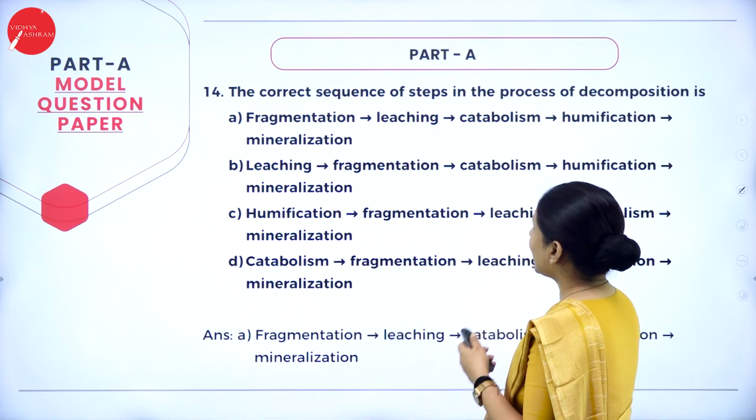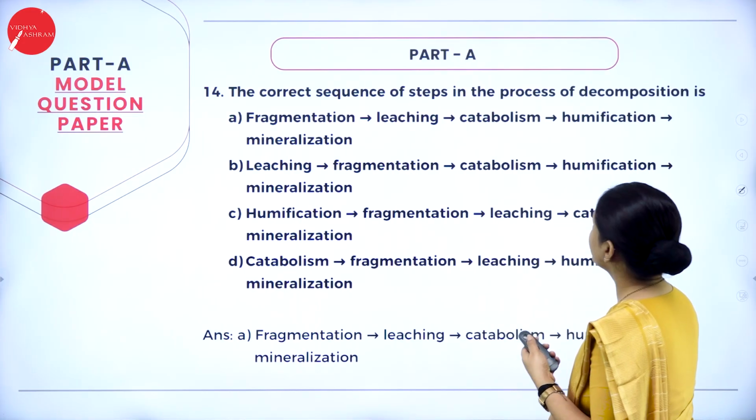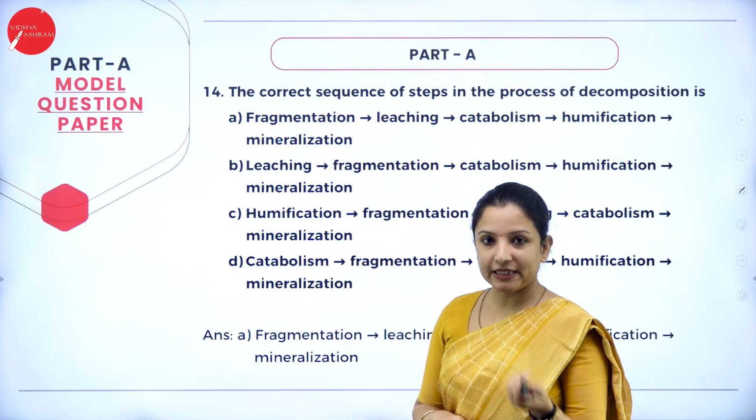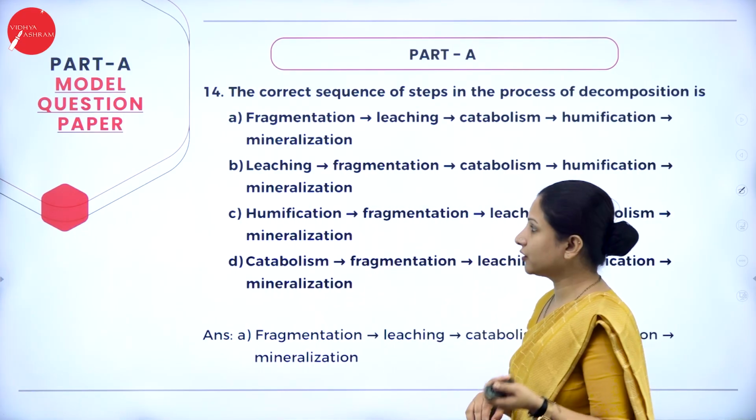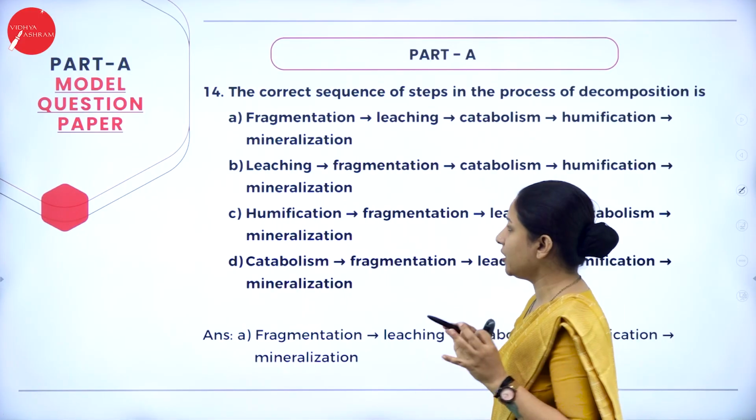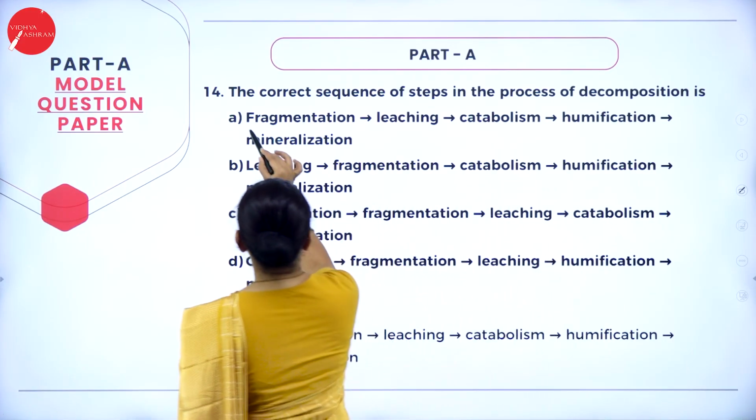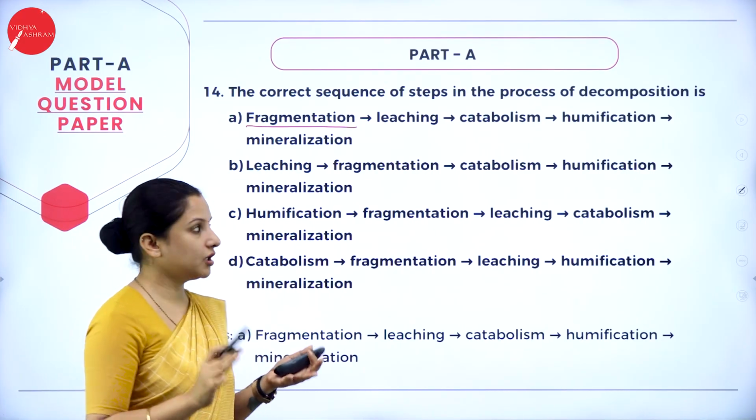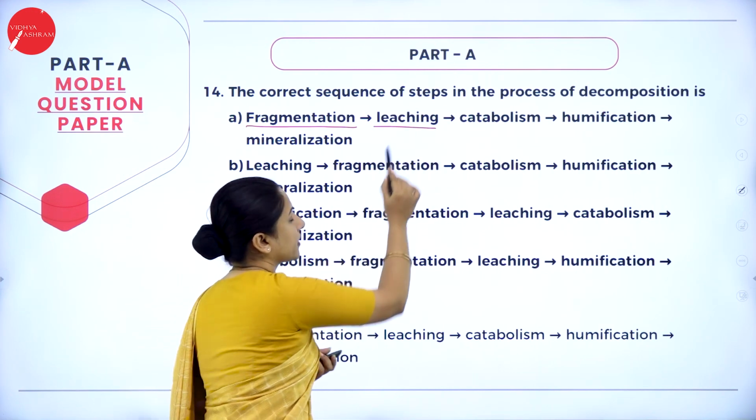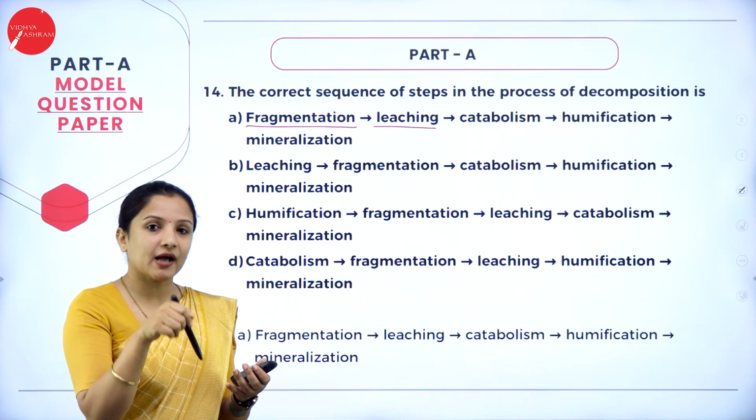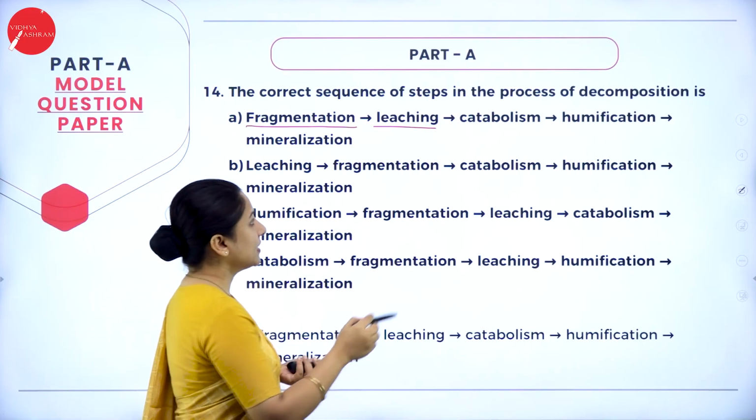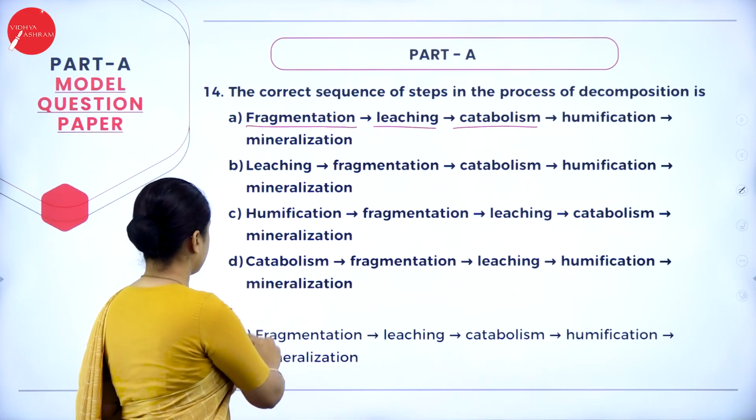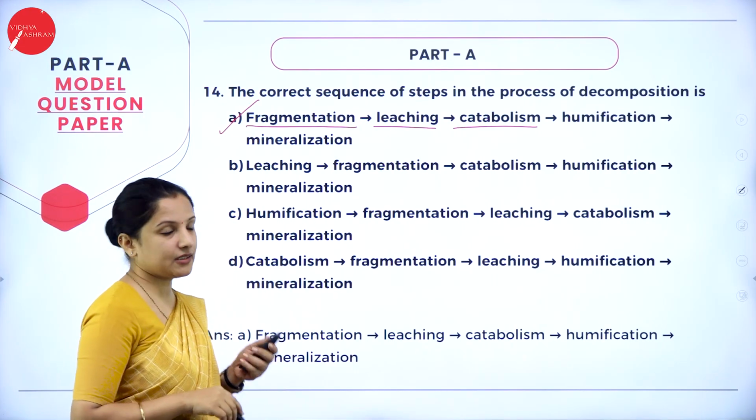Next question. The correct sequence of steps in the process of decomposition. So in decomposition, there are steps which are called fragmentation, leaching, humification, mineralization and all that. So we need to arrange them in the proper order. First, fragmentation happens. That is the breaking of the organic matter into smaller bits. Then leaching, whatever organic matter is broken, they mix with water and they leach or seep into the soil. Next is the catabolism process, then comes humification and then comes mineralization. Therefore, option A is the right answer here.